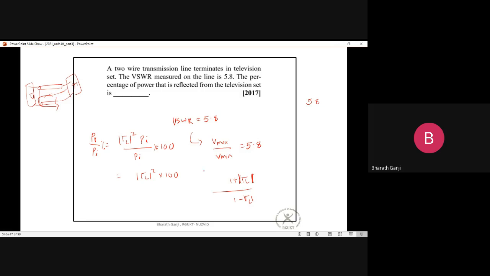So usually students get confused writing the VSWR formula. Sometimes they write the VSWR formula as 1 minus tau by 1 plus tau. Why does this confusion come? They try to learn the formula by heart, and once they learn it by heart, sometimes they forget where to put the plus sign and where to put the minus sign. They forget whether the plus sign goes on top or at the bottom.